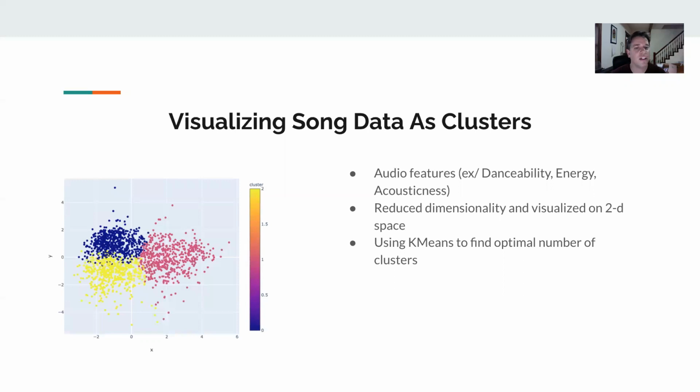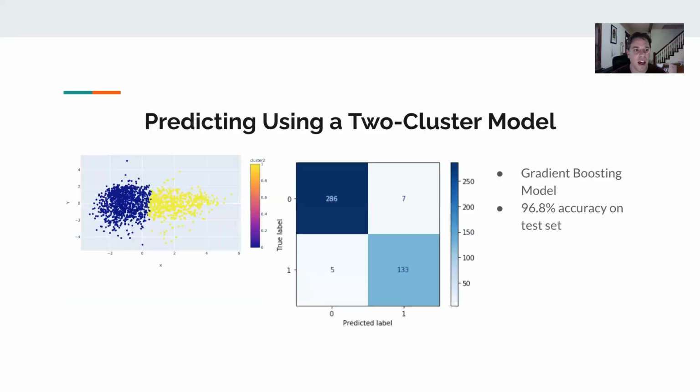We can cluster our data by using its audio features. I'll explain this more in a little bit, but some of them are danceability, energy, acousticness, visualizing all of these features on a 2D space and using a process called k-means to find the optimal number of clusters where we can view our songs. In this case, it's 3 clusters.